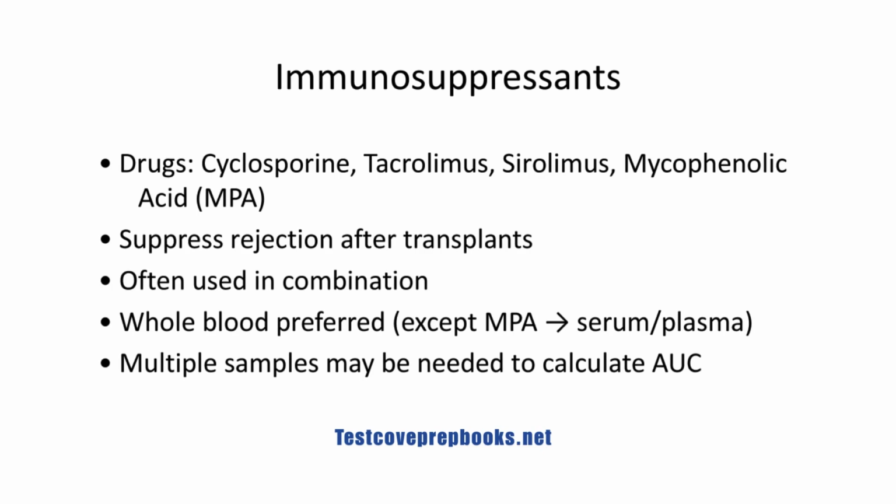Immunosuppressants are vital for preventing rejection after organ transplantation. The commonly monitored drugs include cyclosporin, tacrolimus, sirolimus, and mycophenolic acid. These agents are often used in combination therapy. For specimen type, whole blood is the preferred sample for most of these drugs, with the exception of mycophenolic acid, which can be measured in serum or plasma.